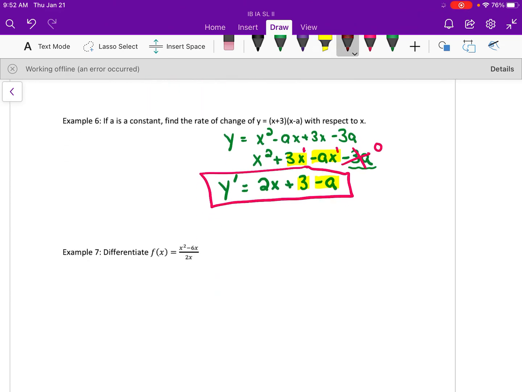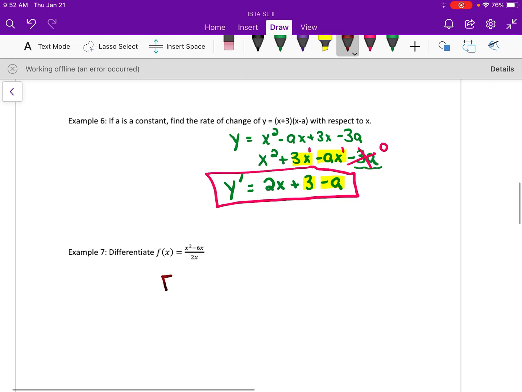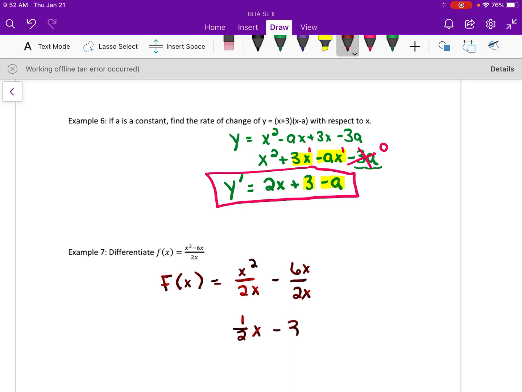Okay, differentiate here. Again, we're going to rewrite f of x as x squared over 2x minus 6x over 2x. So we're going to split this in terms of a common denominator. So when we do that, we end up with 1/2 x minus 3. I'm missing a squared. No, I'm not. Oh, I might have typed that problem incorrectly, but then that's all we have left.